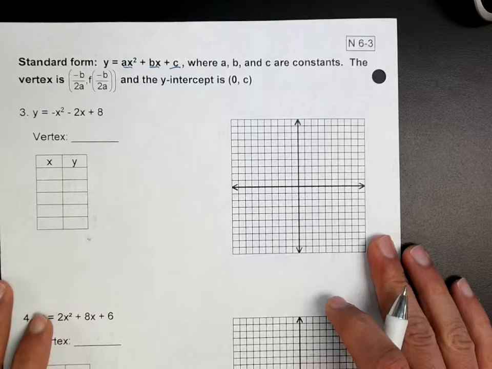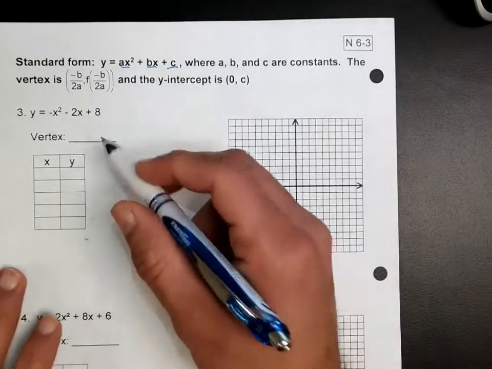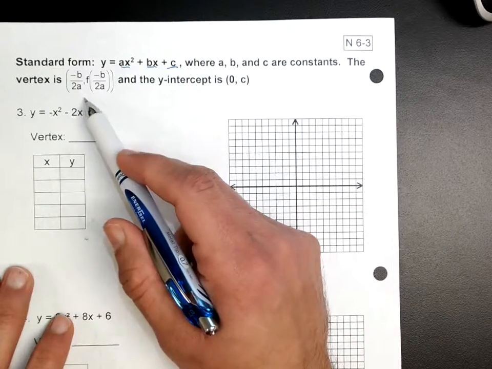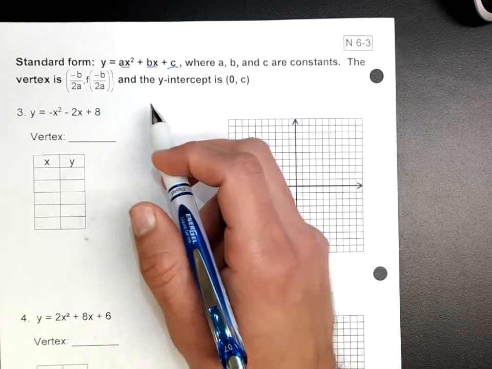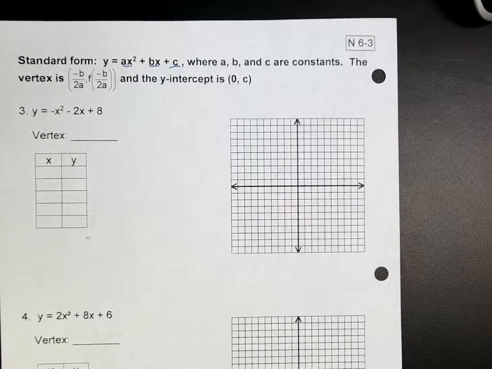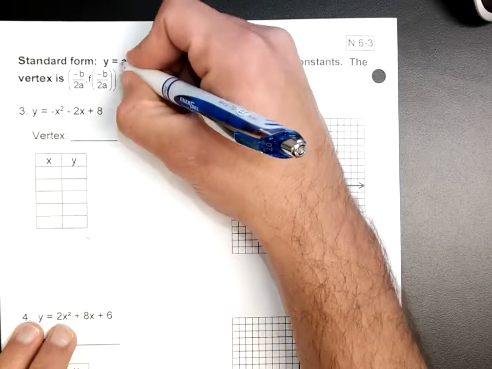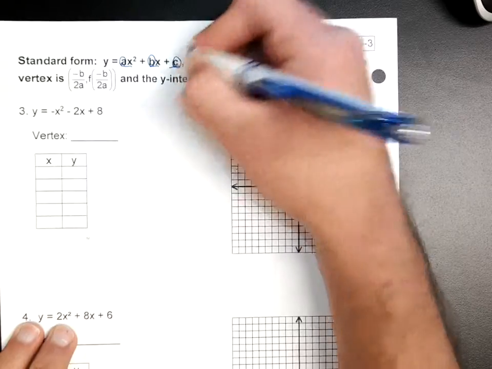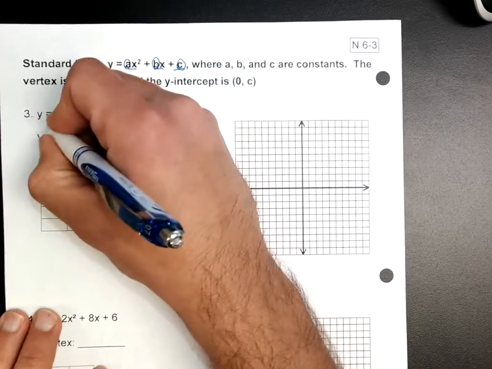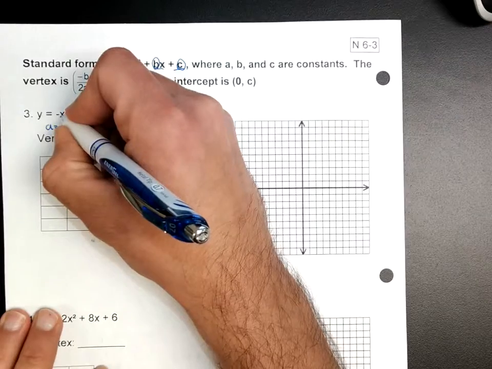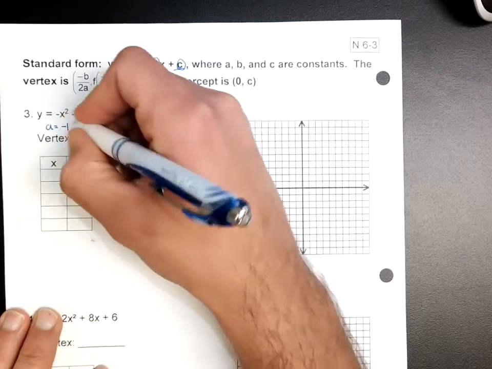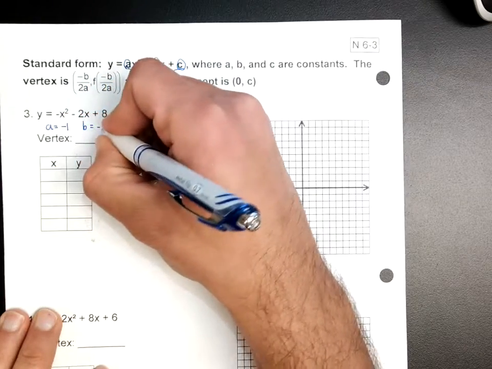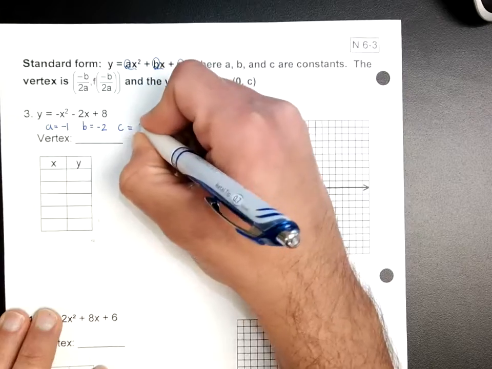Now, it's telling you right here that the vertex is located at negative b over 2a for the x-coordinate and at f of negative b over 2a. Easy, right? Okay, so this actually looks more complicated than it is. What you're supposed to do here is that a, b, and c are the coefficients that you see right here. So a, and you see there's no number here, but this is an understood negative 1. So a is negative 1, b is negative 2, and c is equal to 8.